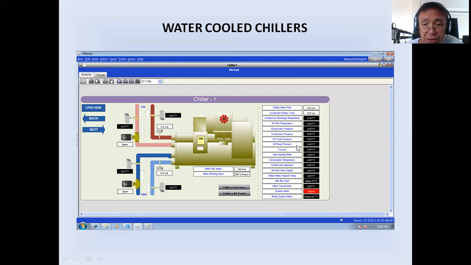As I said, there will be a flow meter installed on the condenser side and the evaporator side. Then you will also be monitoring the compressor discharge temperature, oil tank temperature, evaporator pressure, and condenser pressure. This is for the engineers to be able to know if there is some problem in the chiller by just looking at the different monitoring points. Now I will show you this in a bigger display in the next slide. Let me go to the next slide.